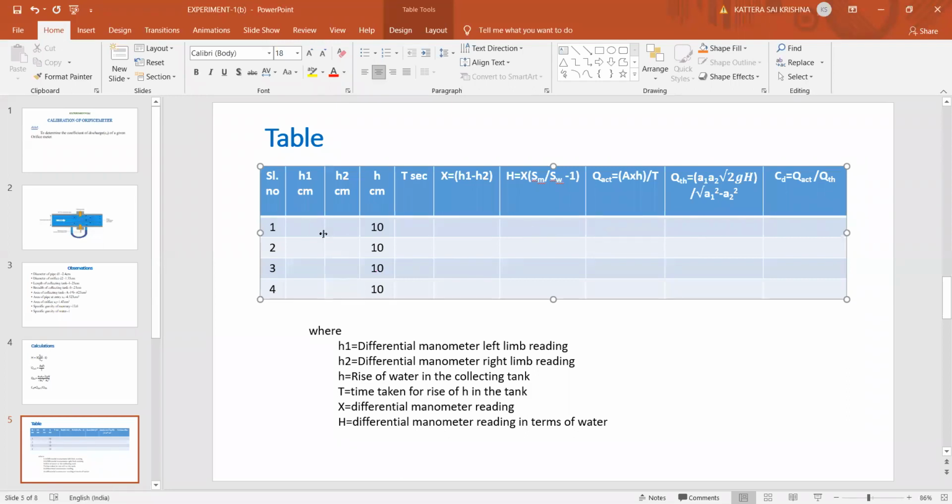Okay. So for the first reading, H1 is 16 and H2 is 14.3. Next, we will take 10 centimeters rise, and the time taken for this 10 centimeters rise is 36 seconds. Now calculate the X value first. H1 minus H2, so that is 16 minus 14.3, which is 1.7. Now calculate the remaining values.